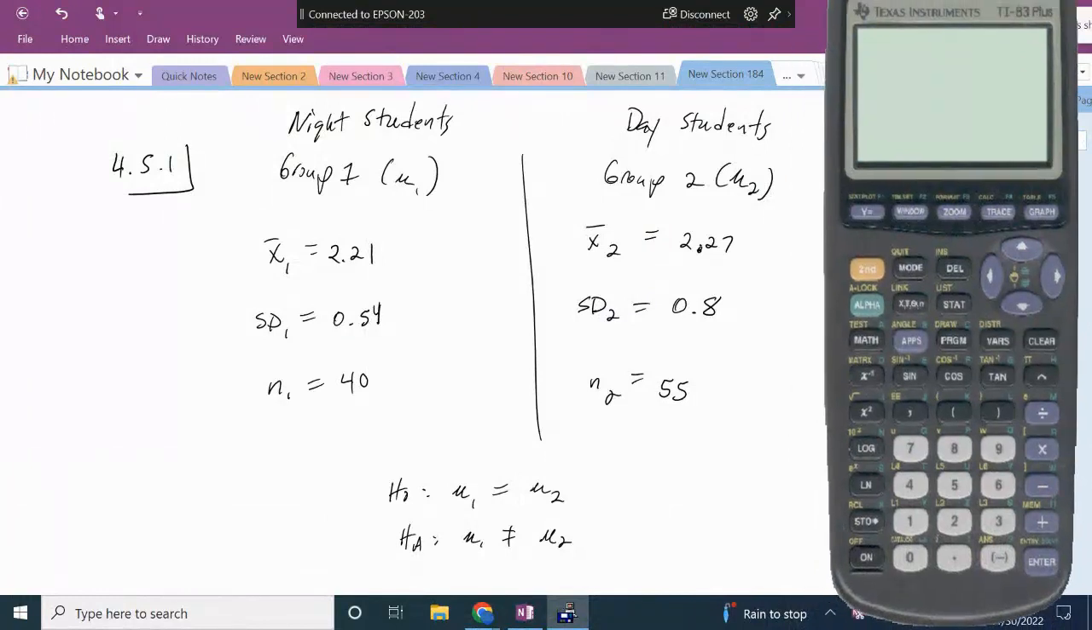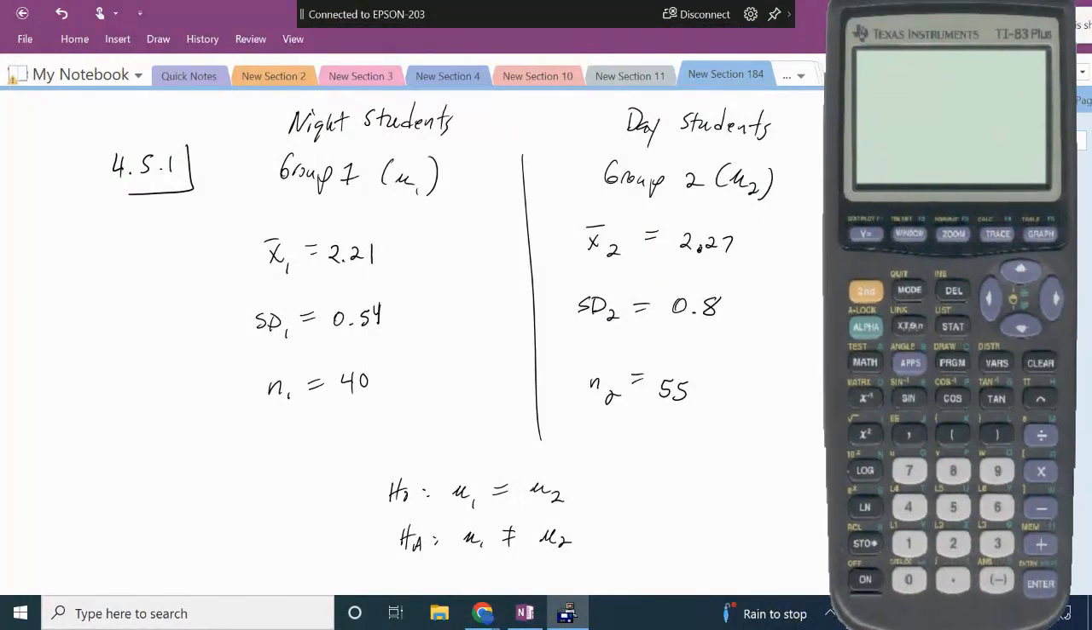All right, so now that we have all of the information that we need, I want to go into stat. I want to go over to test. And I want to go down to two-sample t-test. So we use the t-test when the population standard deviation is unknown.